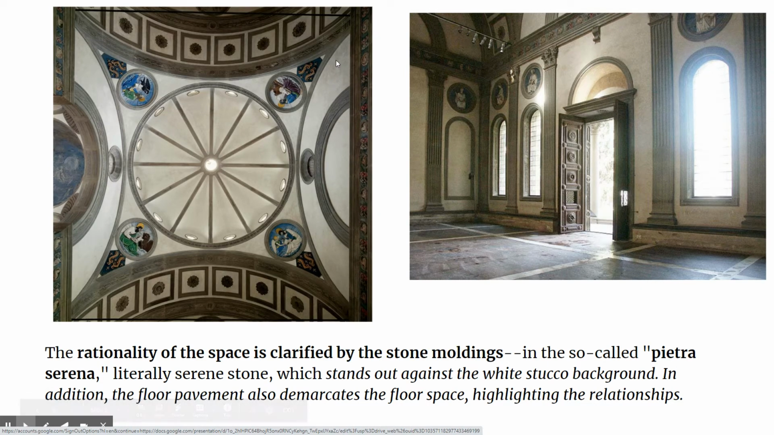So as we see, there's the Pietra Serena, right, which of course means serene stone. We can see it outlines these different shapes, right? And so we can see the relationship between this arch and the dome. Here's the relationship between this pendentive and the dome and the arch. So we can understand how the shapes in the building work together more clearly.